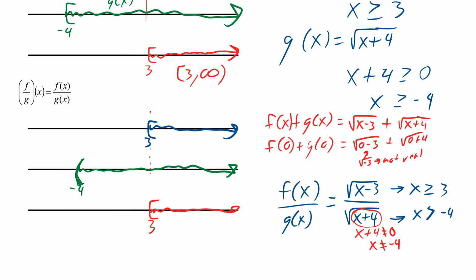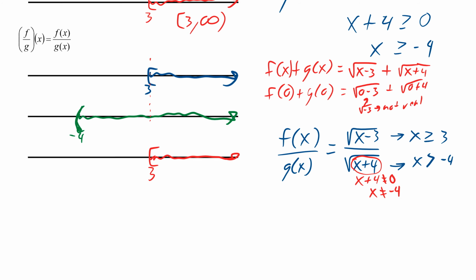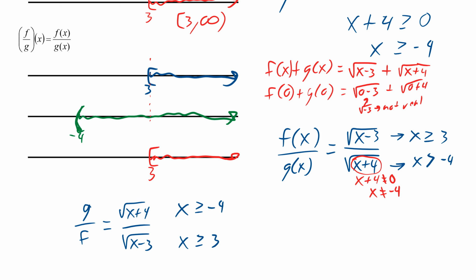So how does that look? It looks like this. If we take g and divide it by f, this switches our function to the square root of x plus 4 over the square root of x minus 3. So this is still x is bigger than or equal to negative 4, and this is still x is bigger than or equal to 3. But since it's a denominator, we get rid of that.